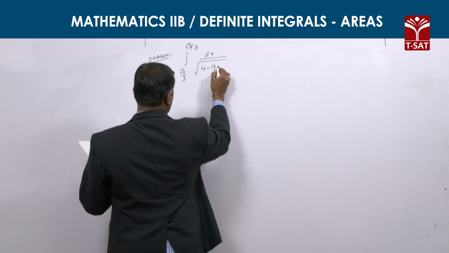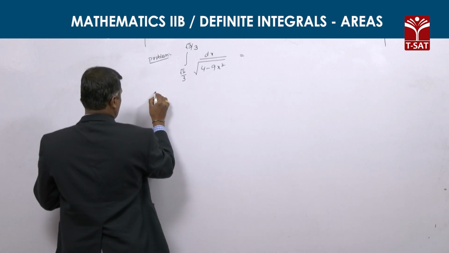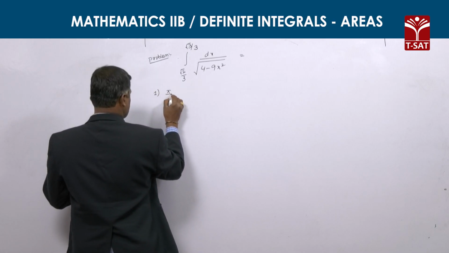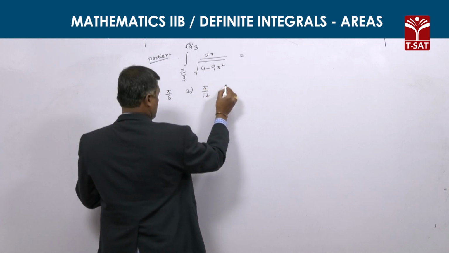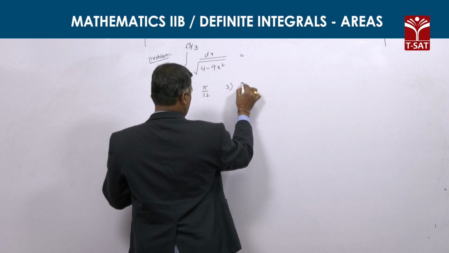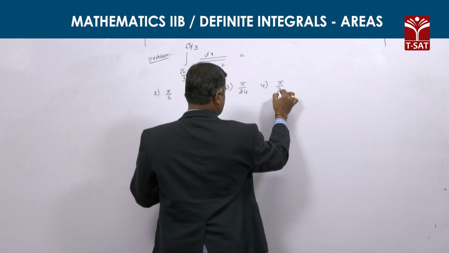4 minus 9x square. Options: pi by 6, pi by 12, pi by 24, pi by 36.